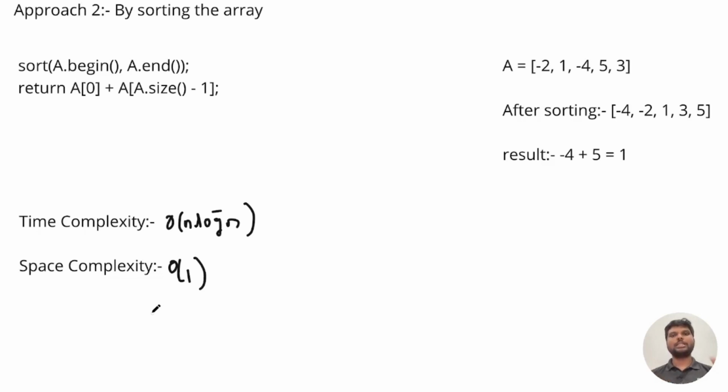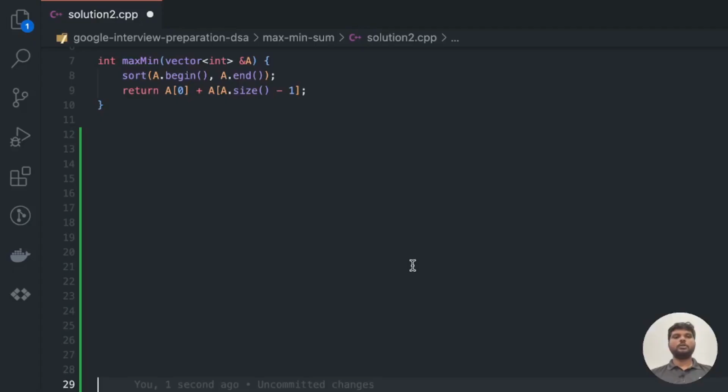Now we will see the C++ implementation of the second approach as it is much easier to implement. So this is the C++ solution for the second approach. In this solution, we need to complete this max/min function. It takes a vector of integers as an input and it expects an integer as an output. The first step is that we have sorted the array and we have just returned the sum of the first element and the last element of the array.